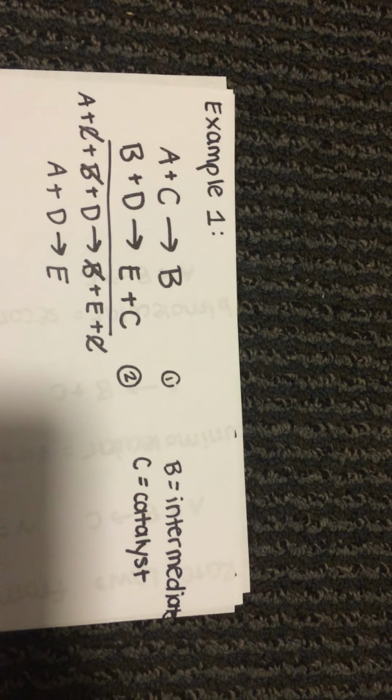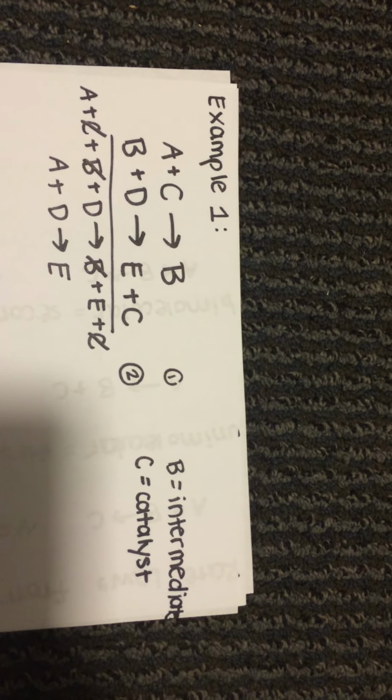C is a catalyst because it is used up in the reaction but then gets produced at the end too. And B is an intermediate because it is formed in the first step and is then used in the second step. So there's our first example.